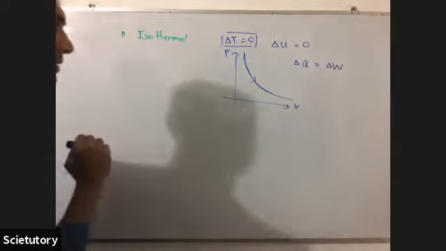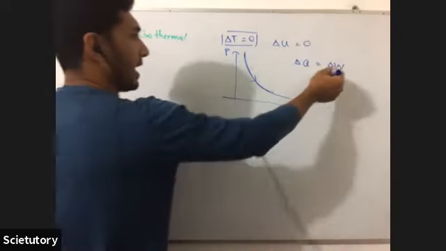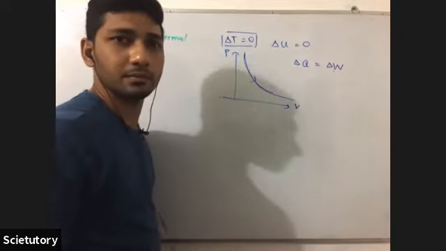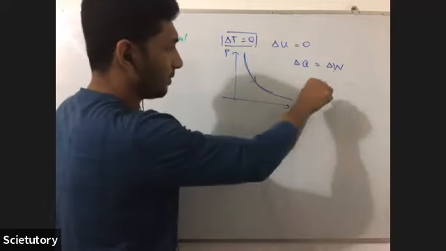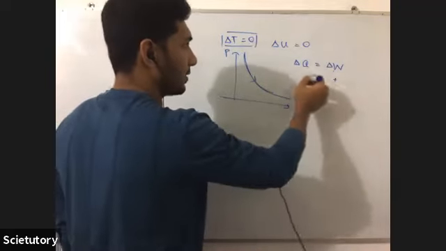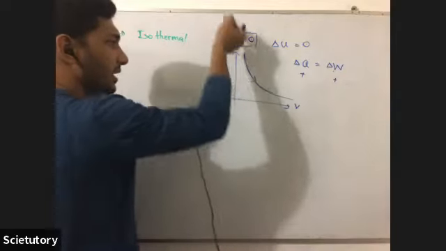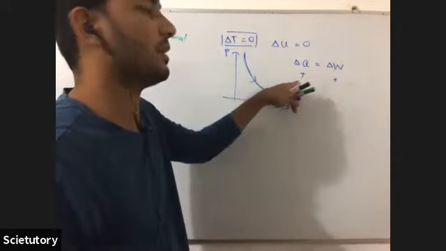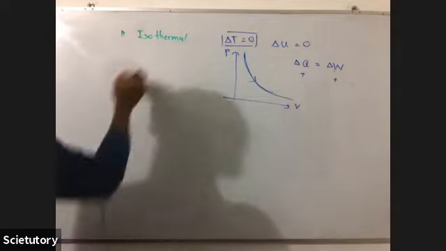You should always mention the direction. If it is like this, what is the sign of delta W? Increasing volume, so it's plus. So delta Q is also plus. If it's the other way, delta W is minus, and delta Q is also minus. So this is process number 1.